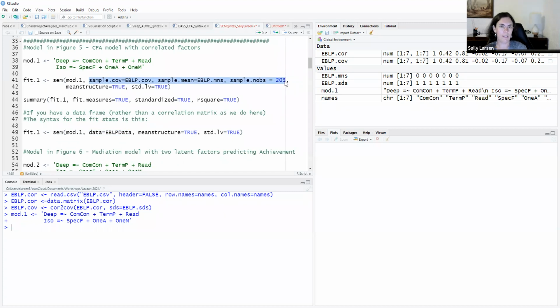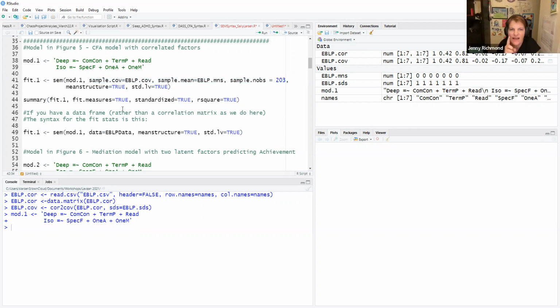One of the reasons that it doesn't always work out perfectly if you're replicating something you find in the literature is if there's missing data in the examples. When you're doing it like this, you're just saying to lavaan that every observation is there for all those 203 participants, and that may not necessarily be true in real life. So that's often why the estimates are up or down a little bit.